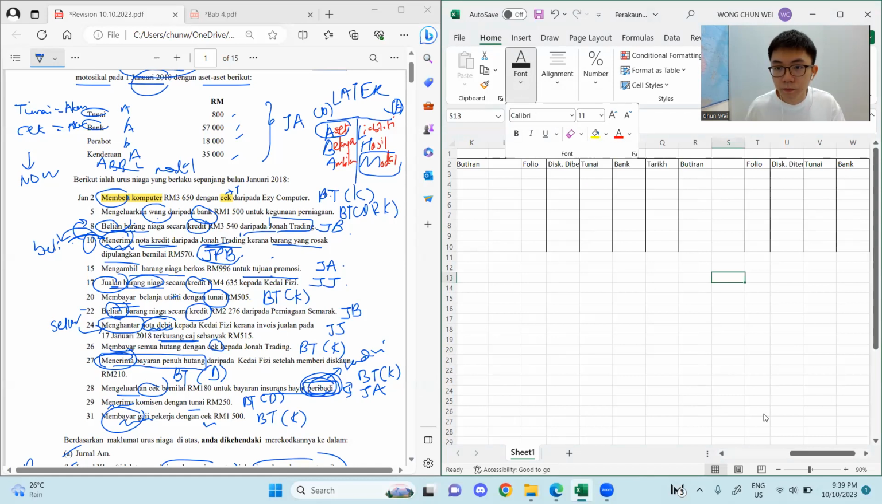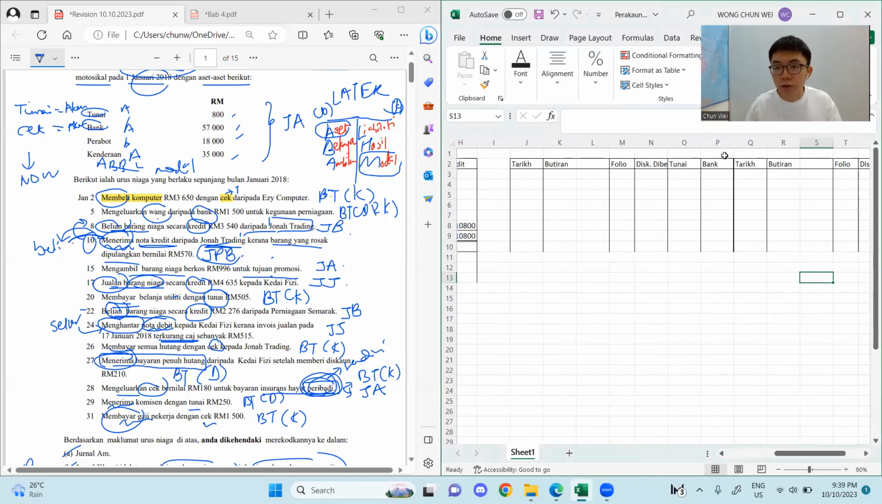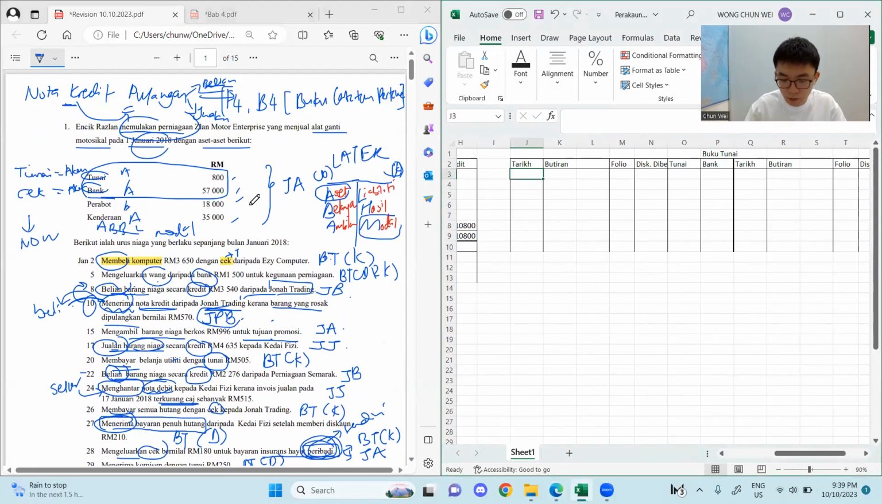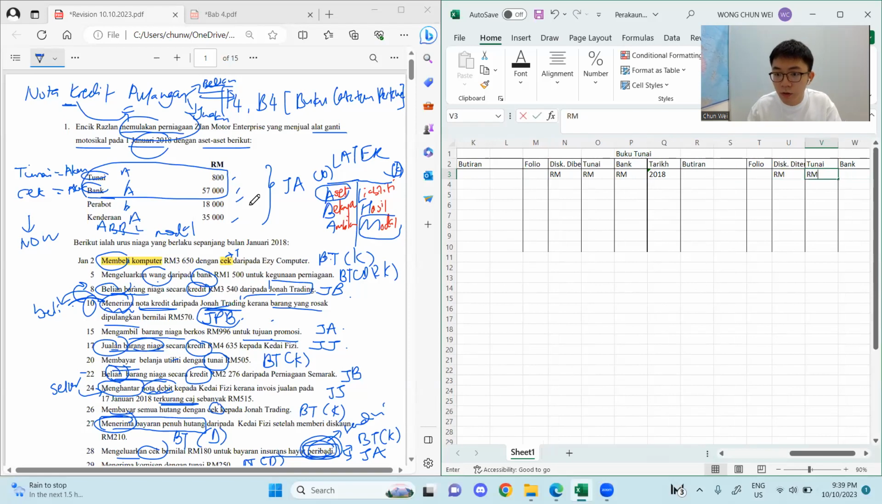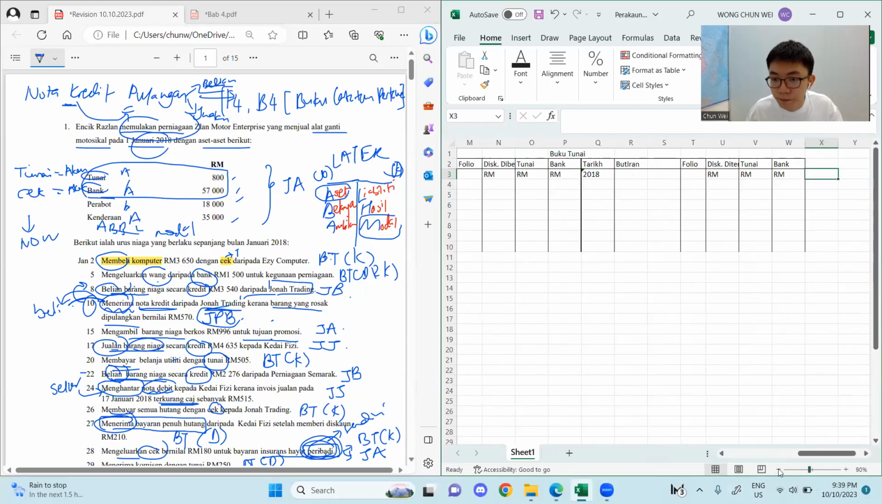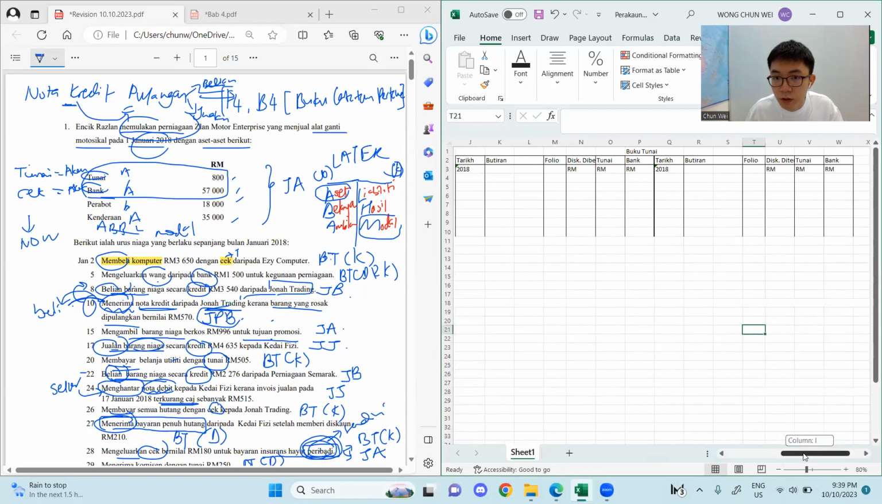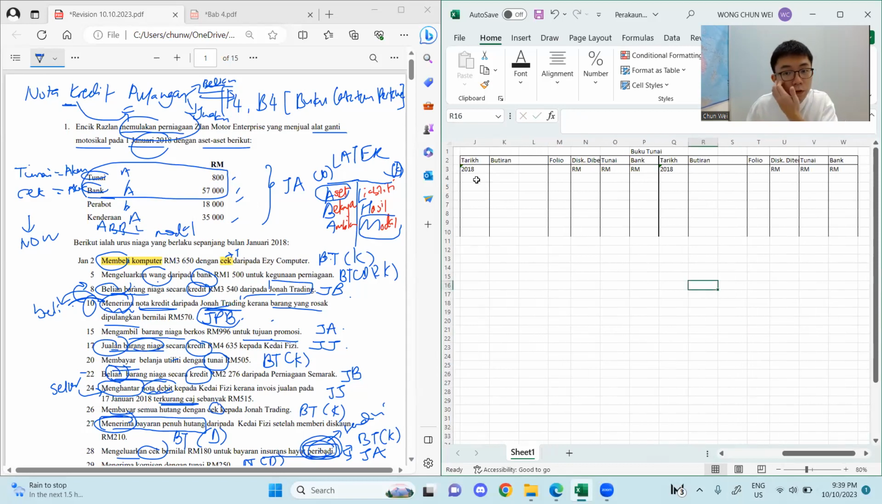Okay. And for this bank, sorry, buku tunai, make sure you put in this thing. You see the tunai, bank, baki awal. Right, you have to throw it in as well. So 2018, ringgit Malaysia, ringgit Malaysia, ringgit Malaysia. Okay, I hope you guys can see it this way. All right. So baki awal on the January 1.